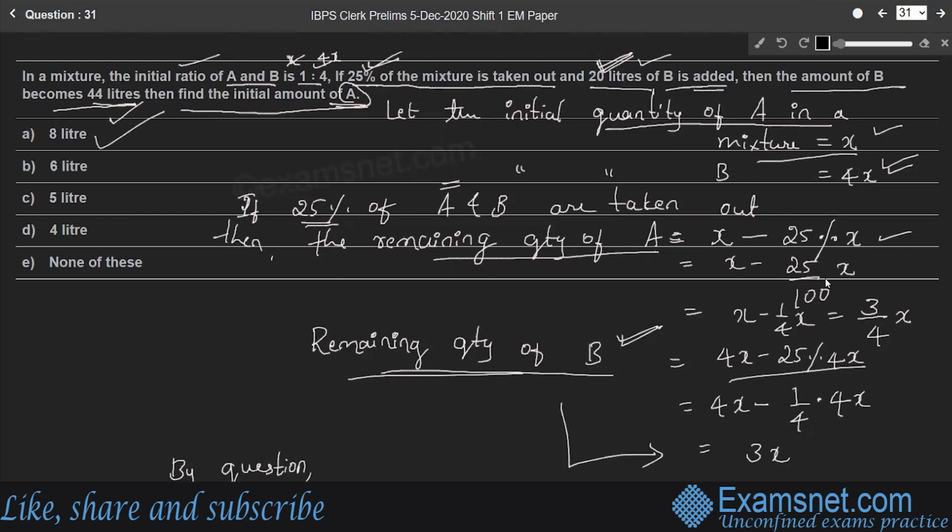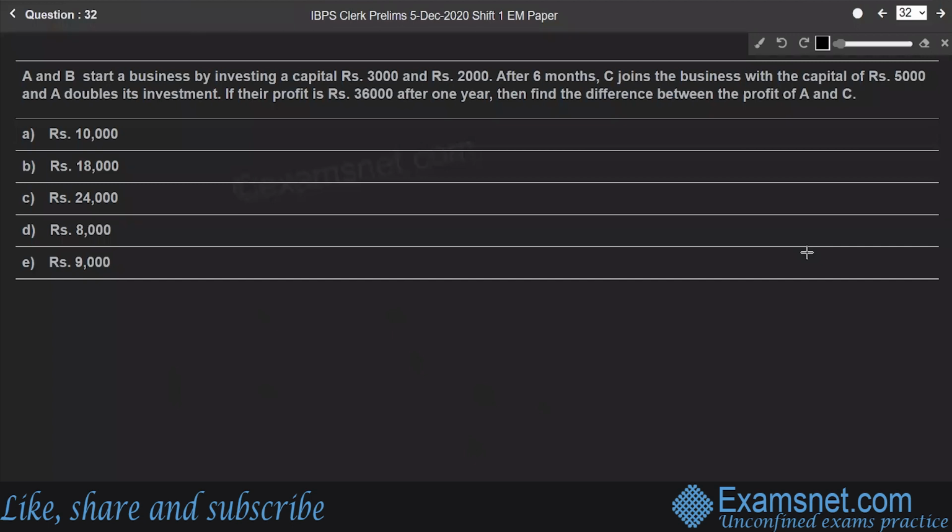Question 32. A and B start a business by investing a capital of rupees 3,000 and rupees 2,000. After 6 months, C joins the business with a capital of 5,000 rupees and A doubles his investment. If their profit is 36,000 rupees after 1 year, then find the difference between the profit of A and C.